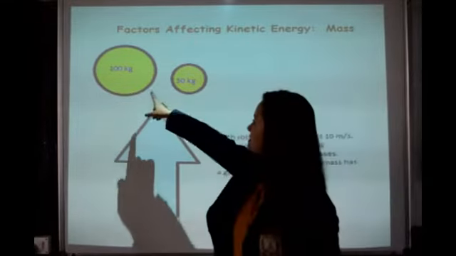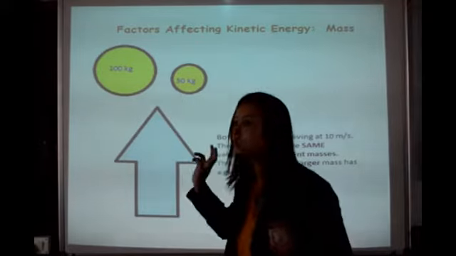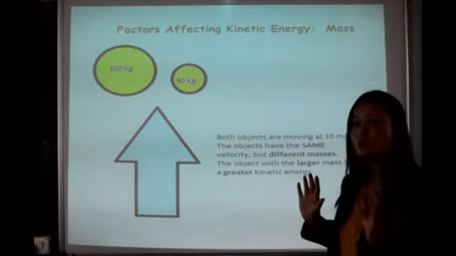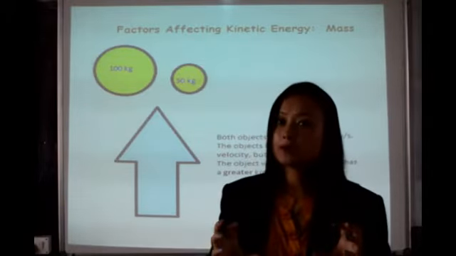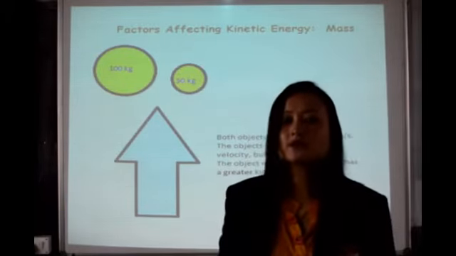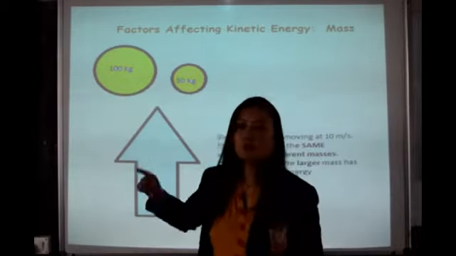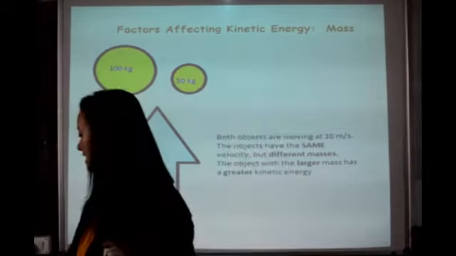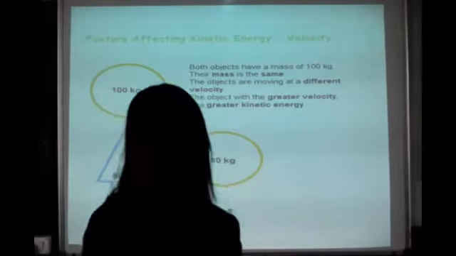See here, there are two objects. One object weighs 100 kg, the other object weighs 50 kg. If they move with the same speed, but their masses are different, which one will have more kinetic energy? It will be the object which has more mass. That means the more the mass, the more will be the kinetic energy.